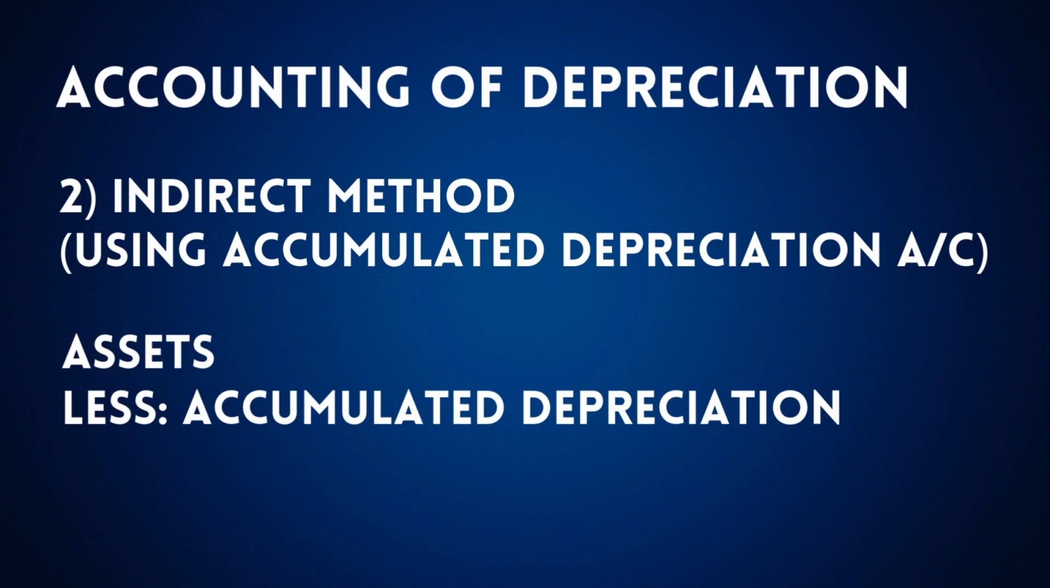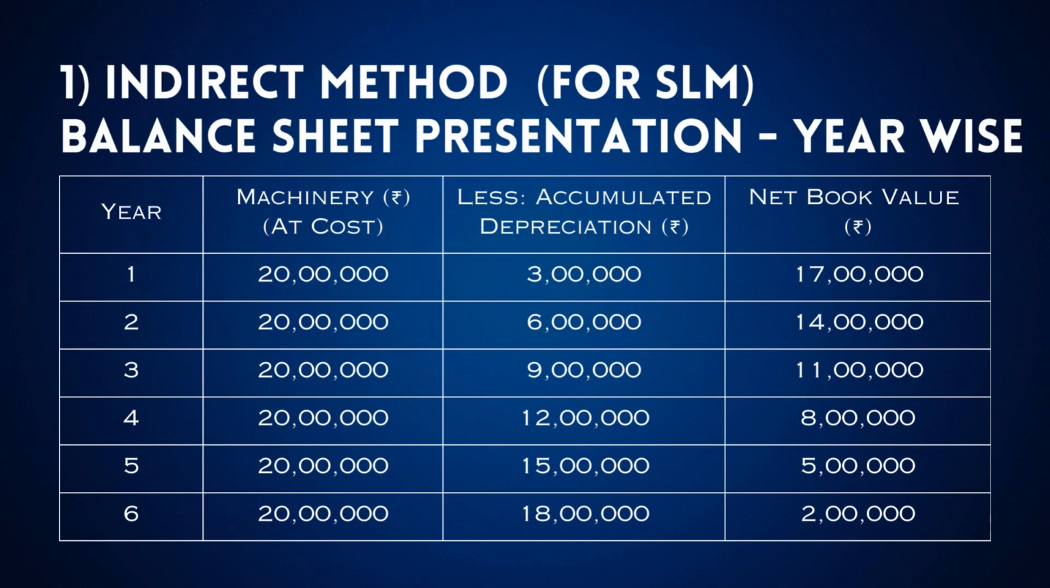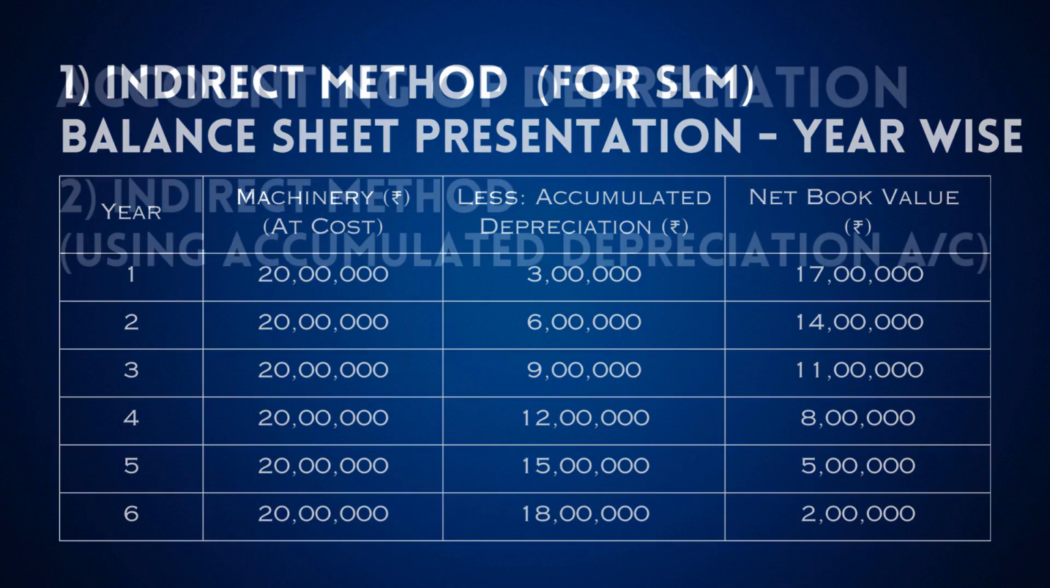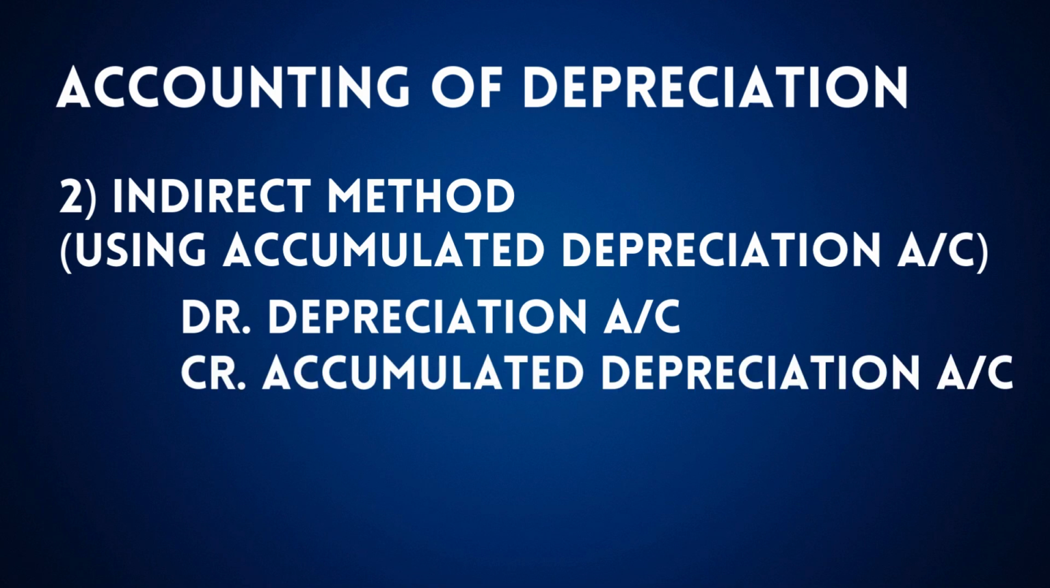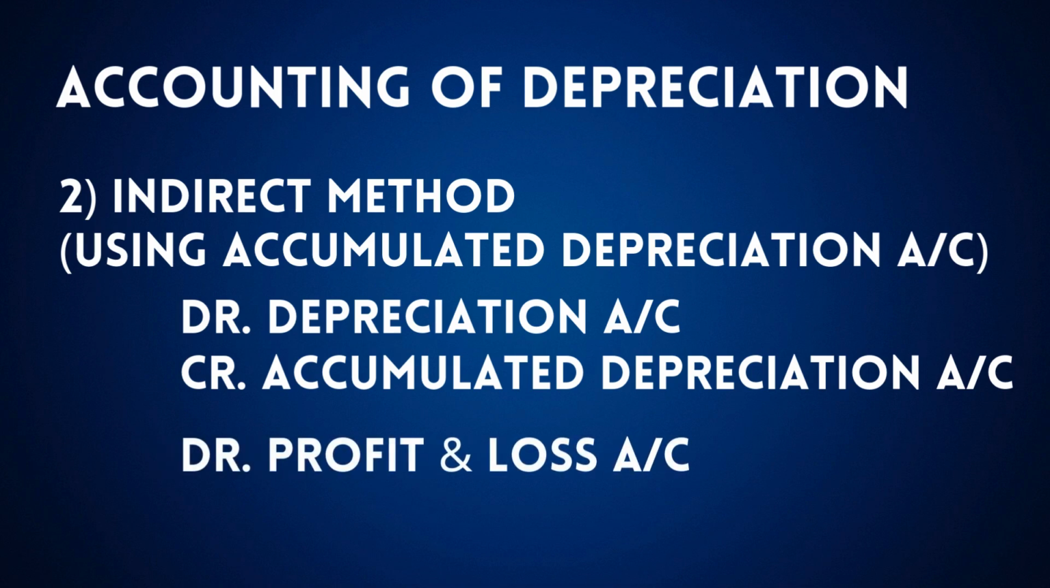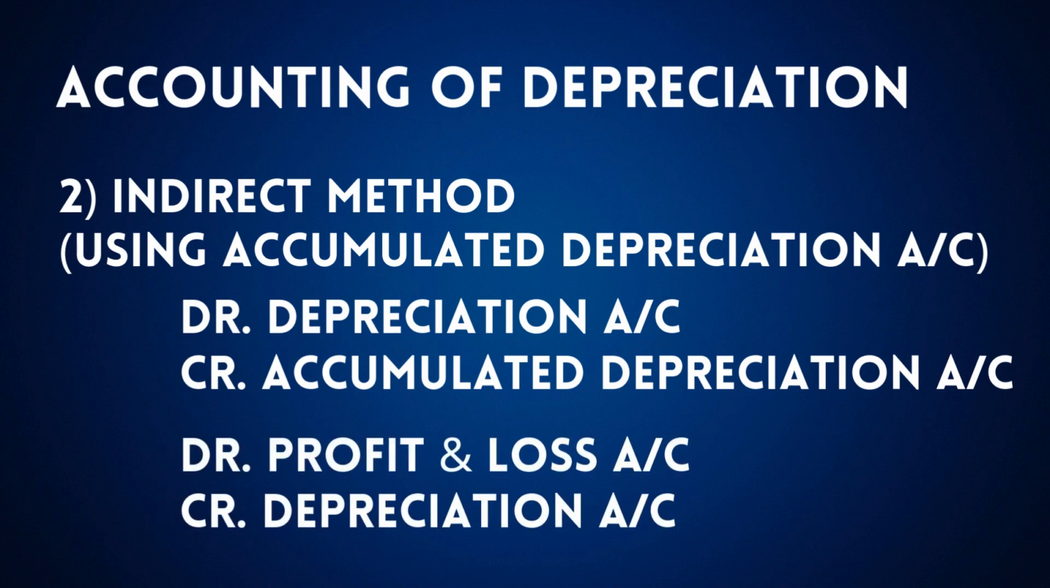The accumulated depreciation account shows total depreciation charged over the years while the original machinery account remains unchanged at rupees 20 lakhs. So, the accounting entries passed at the end of the year are debit depreciation account, credit accumulated depreciation account, and then debit profit and loss account, credit depreciation account. Hope you are clear on the accounting processes for depreciation.